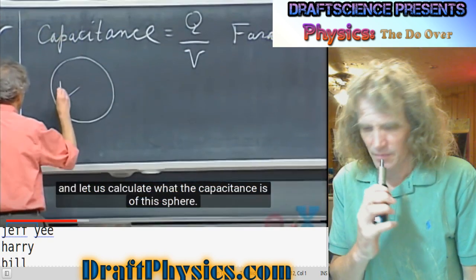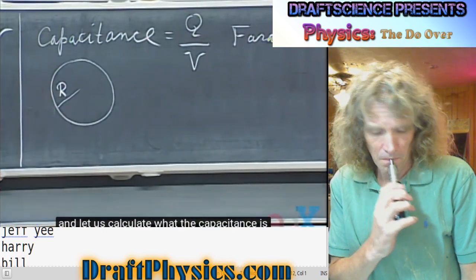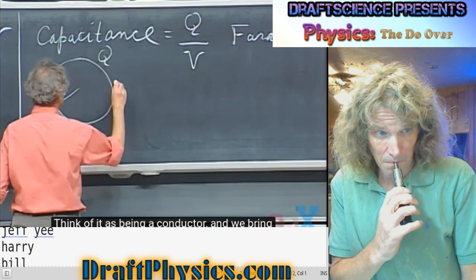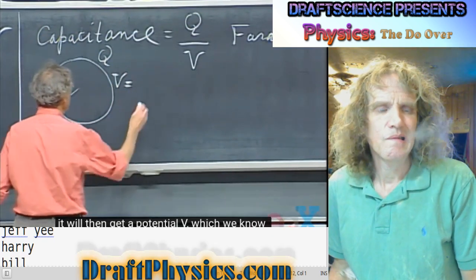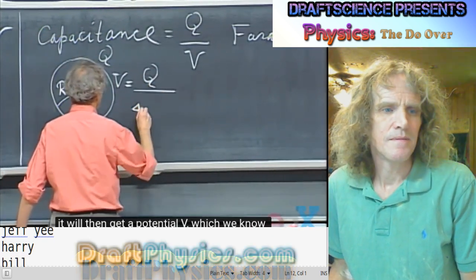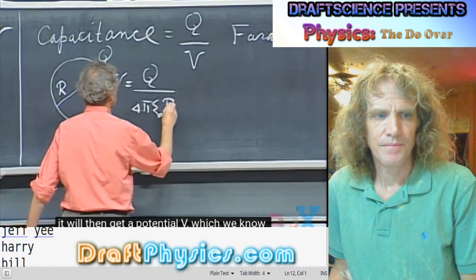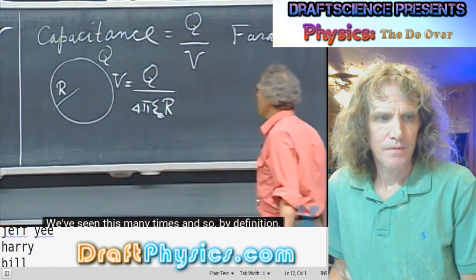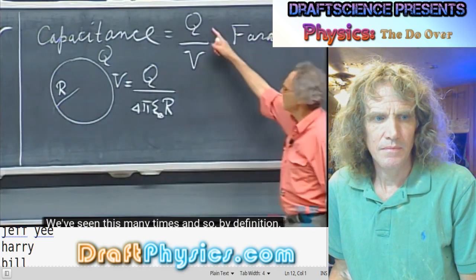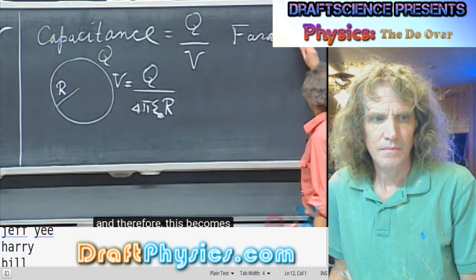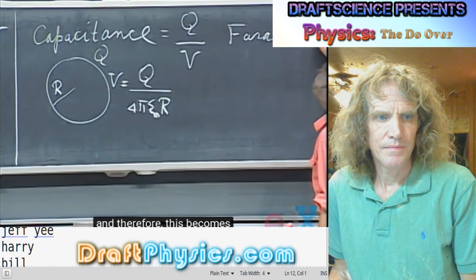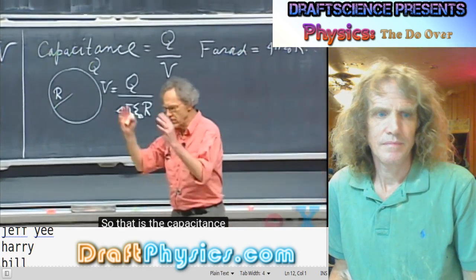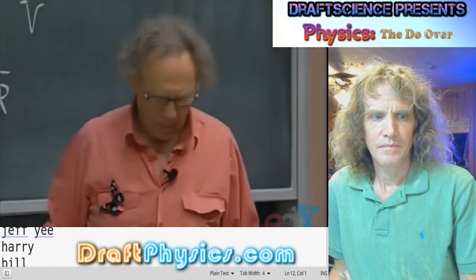And let us calculate what the capacitance is of this sphere. Think of it as being a conductor, and we bring a certain charge Q on this conductor. It will then get a potential V, which we know is Q divided by 4 pi epsilon 0 r. We've seen it many times. And so, by definition, the capacitance now is Q divided by the potential, and therefore this becomes 4 pi epsilon 0 r. So that is the capacitance of a single sphere.